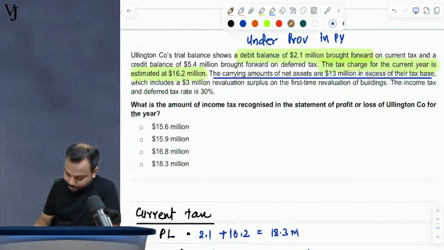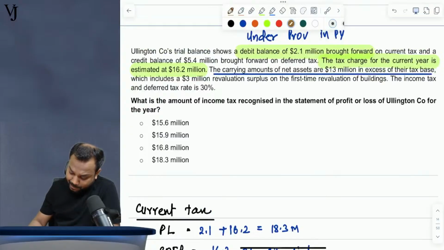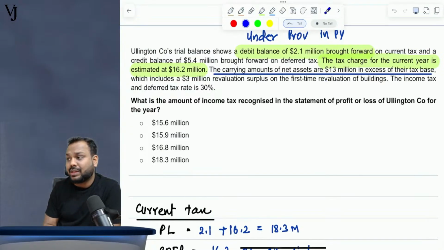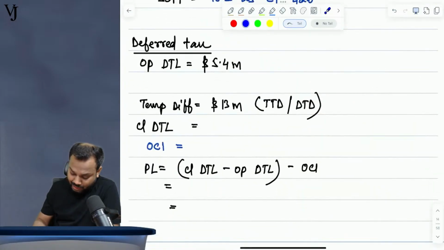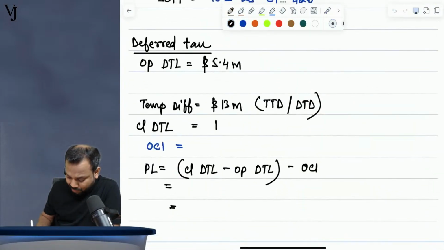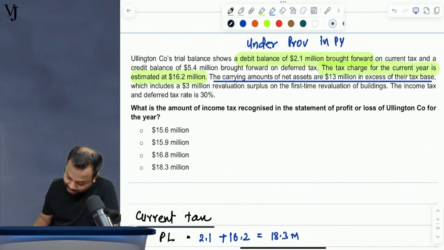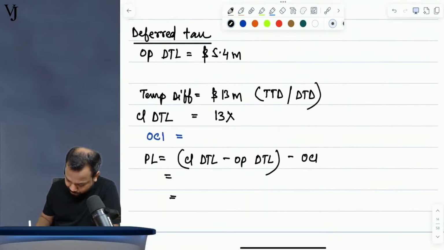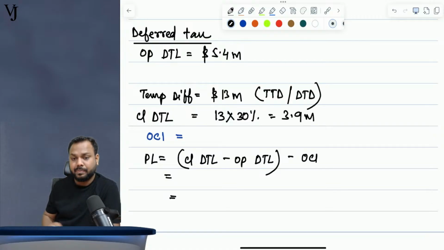Okay. Now, coming back to the question, since the carrying amount of an asset is more than the tax base, it is a taxable temporary difference of 13 million. Hence, the deferred tax liability will be 13 multiplied by, what is the tax rate? 30%. Which will be 3.9 million, the closing deferred tax liability.